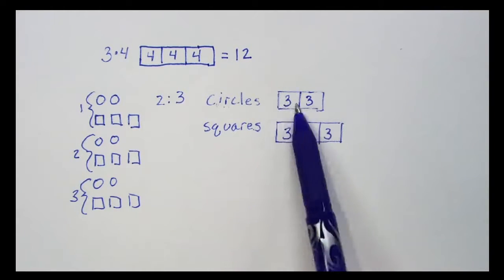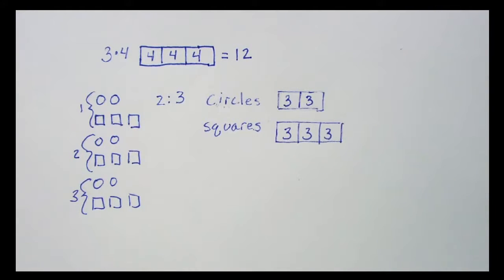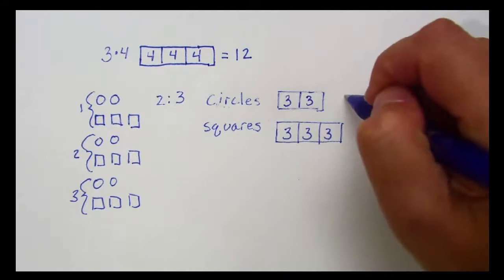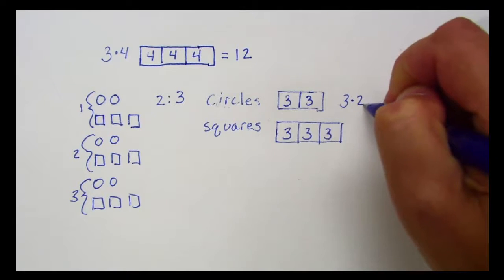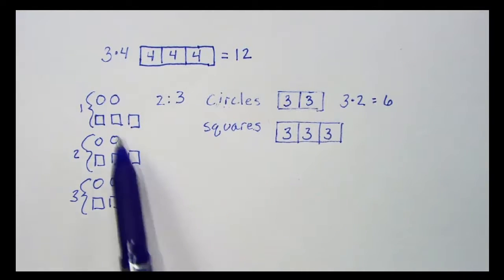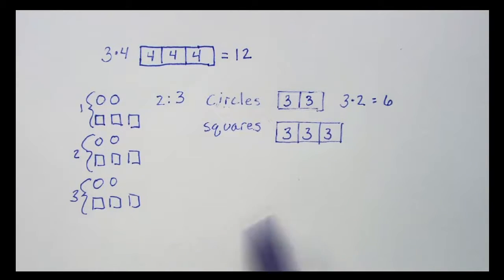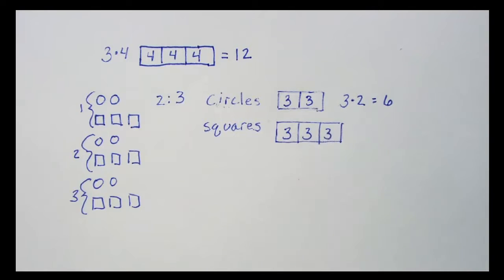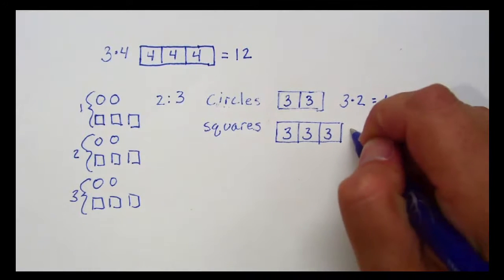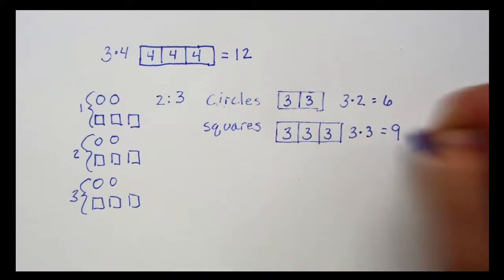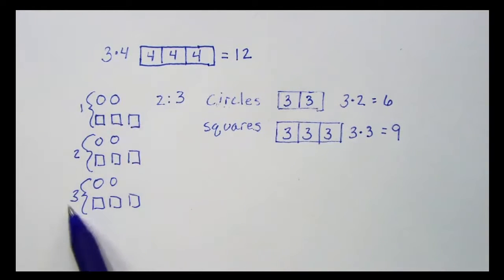These 2 boxes together represent the total number of circles. If I have 3 groups of 2 circles, that's 3 times 2, which is 6. So I have 6 circles in total. Here I have 3 boxes of 3 squares. So that's 3 times 3, which equals 9. So I have 9 squares in total.